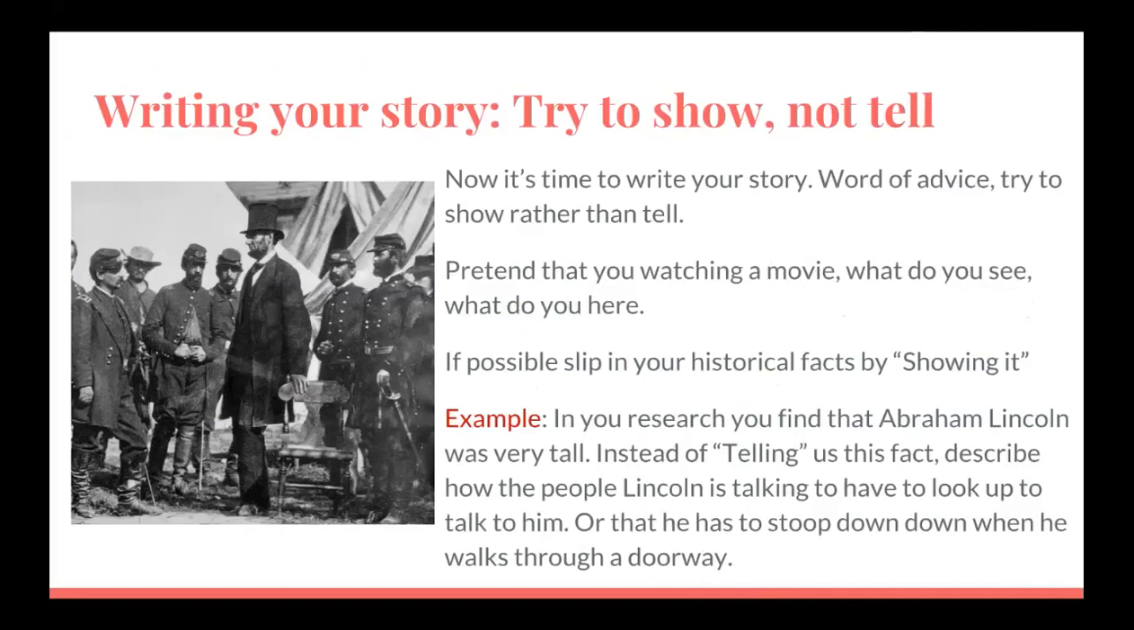So writing can sometimes feel a little bit confusing because there's all these different things you can do. There's a lot of advice. One simple thing though that I find really, really helpful is when you're writing to try as much as you can to show what's going on rather than tell what's going on. So what does that mean?